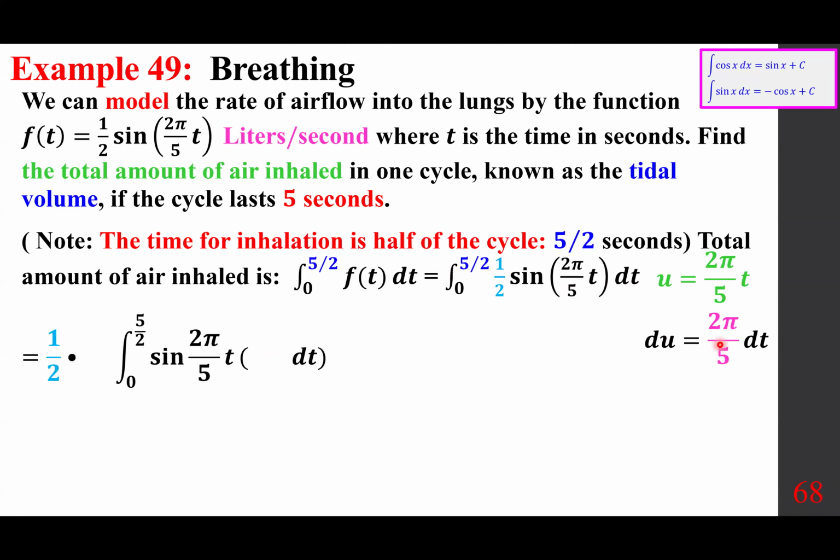Again, 2 pi over 5 is a number. Again, in most texts, they're going to solve for dt. I'm not going to do that. 2 pi over 5 is a number that is missing here. So if I put 2 pi over 5 here, I can undo it with its reciprocal, 5 over 2 pi. So the result is 5 over 4 pi, and this is sine of u du. And the limits, I'm not going to write them yet because the limits are not the same. We're going to figure it out in a moment. But this is sine of u du.